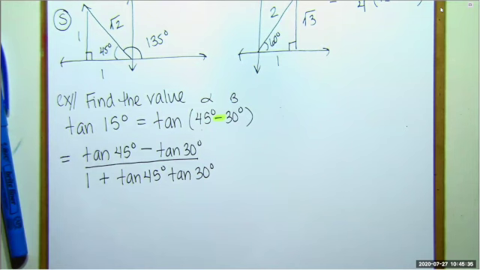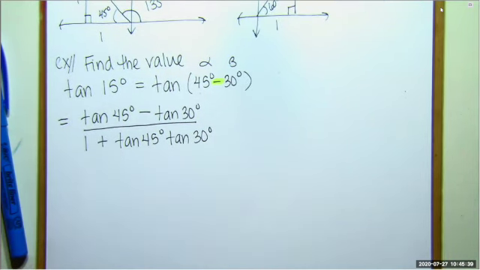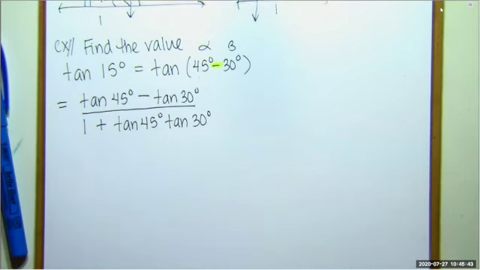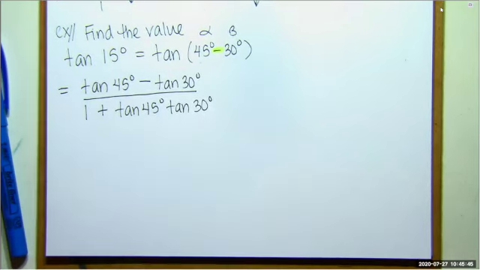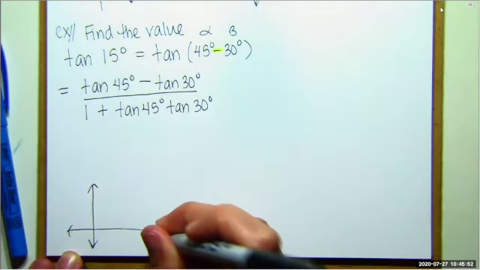Okay, so from this point, it's plug and chug, meaning we plug in tangent of 45, we plug in tangent of 30, and then we simplify. I'll draw pictures of both of these for you. If you already have these memorized at this point in the class, feel free to just plug them on in and start working. So tangent of 45 degrees.